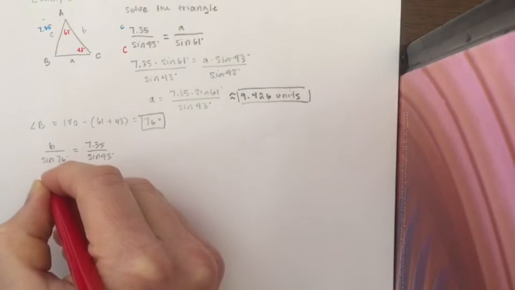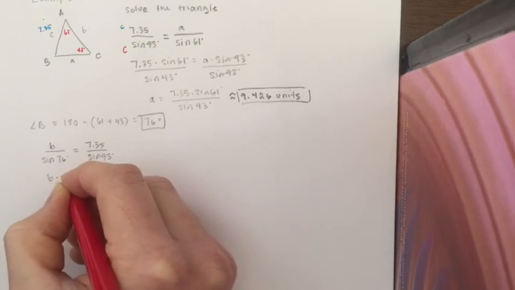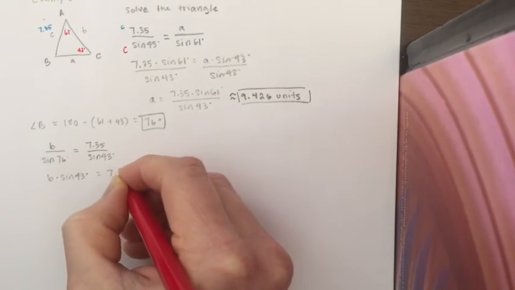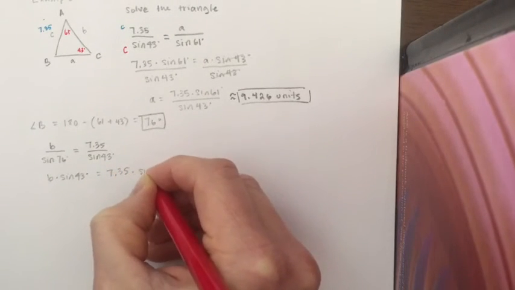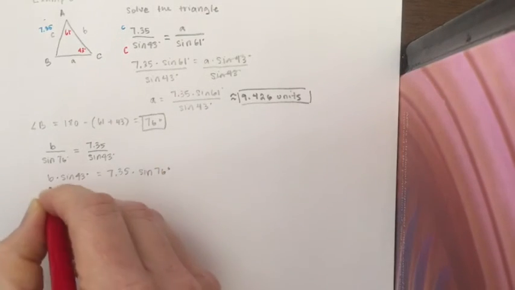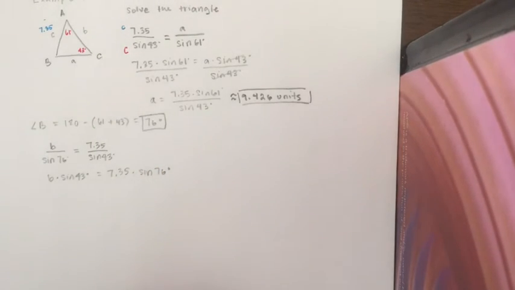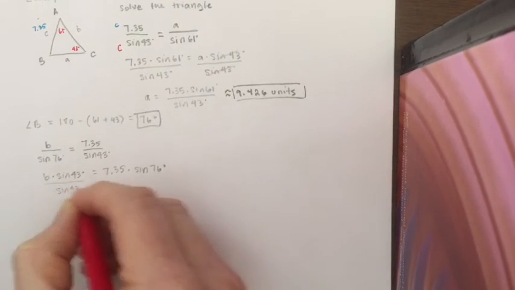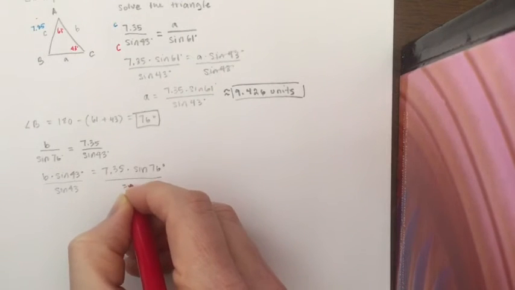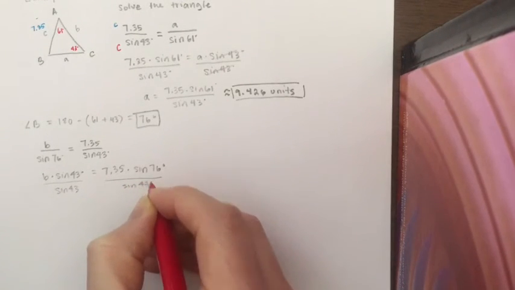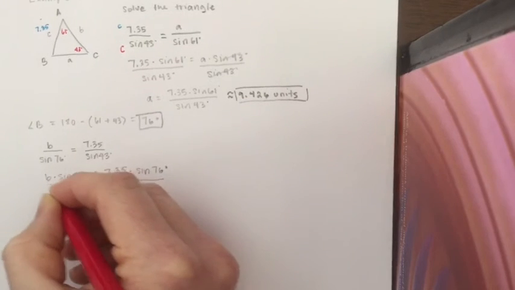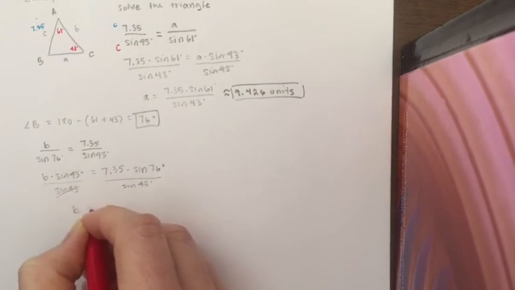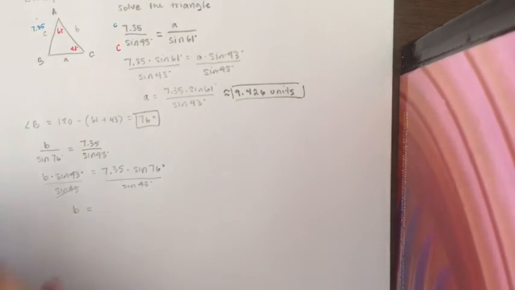So again, we cross multiply. B times the sine of 43 degrees should be equal to 7.35 times the sine of 76 degrees. Right now B is getting multiplied by the sine of 43, and you undo that with division by the sine of 43 degrees. Again, you cannot cancel with those angles. Don't try to do that. It's going to cause you trouble. Now over here, the sine of 43 over sine of 43 does become 1. So that is B equals, and then you get out your calculator again.